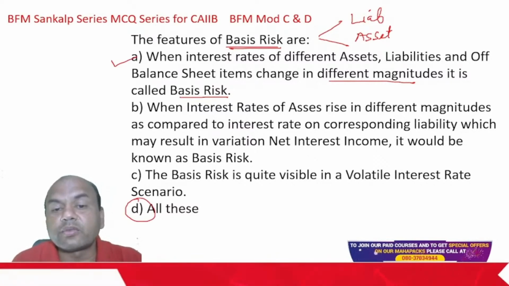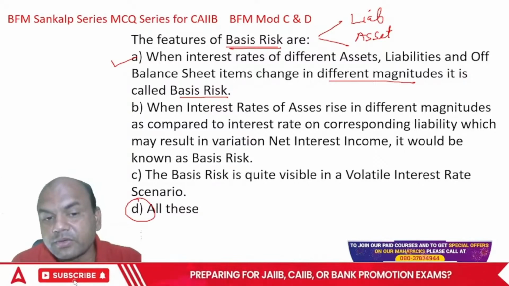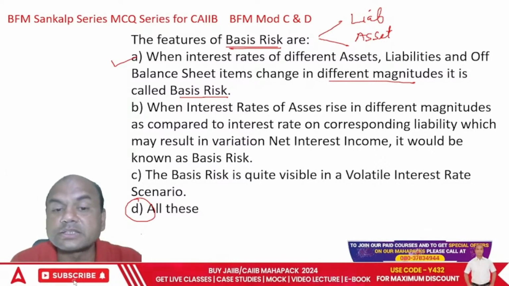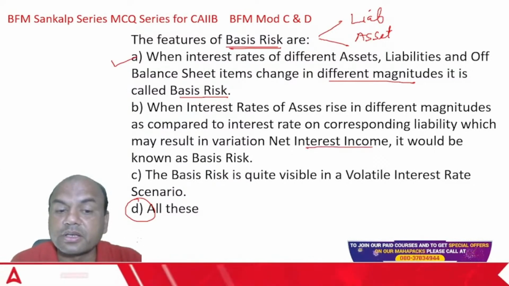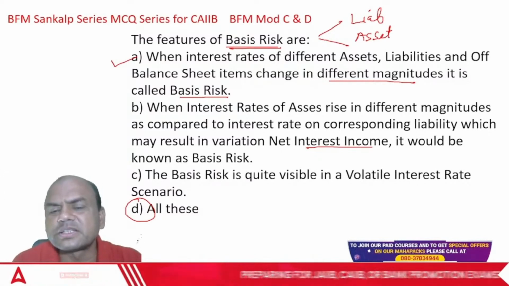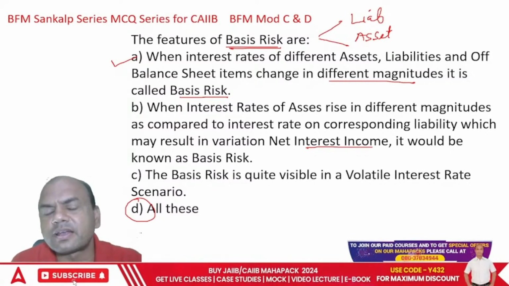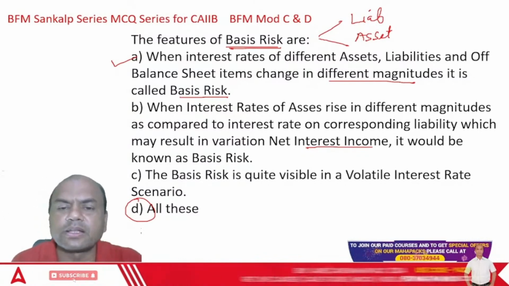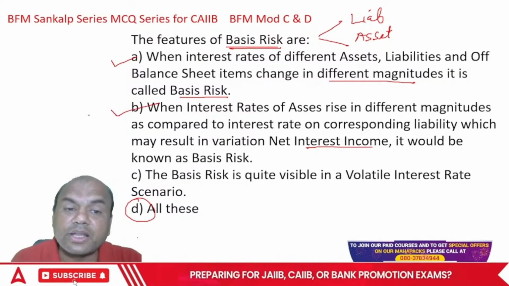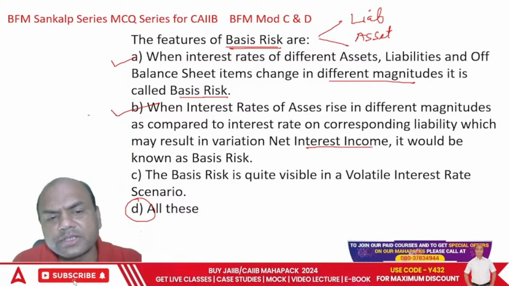When the interest rate of assets rises in different magnitudes as compared to the interest rate in the corresponding liability, which may result in variation in net interest income, it would be known as basis risk. So again the same, wording is different only, logic is same. Assets interest rate rises in different magnitude than that of the liability. That's it. So B is also true. So once you get A and B true, immediately you jump to D, because obviously C will be true, isn't it?